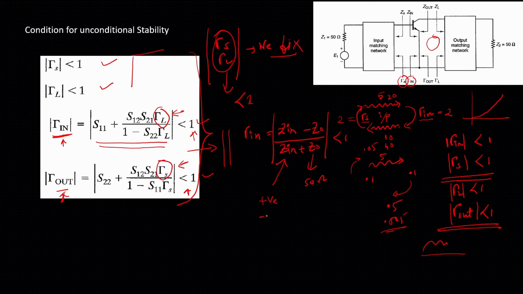But if my Z in is negative, then my numerator will always be more than the denominator. So the magnitude will always be greater than 1. That implies my ZS, my ZL, my Z in and my Z out should always be positive. And positive always means, if they are complex, then their real part should be positive.